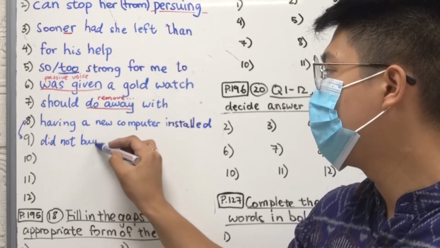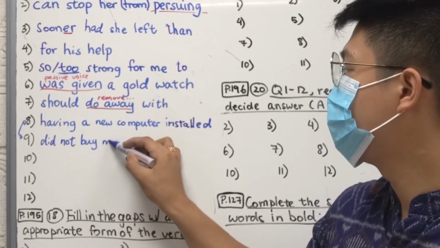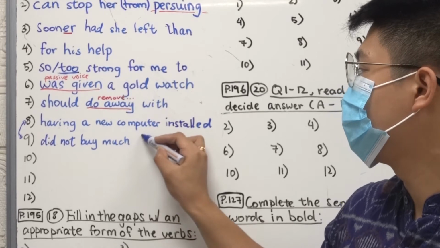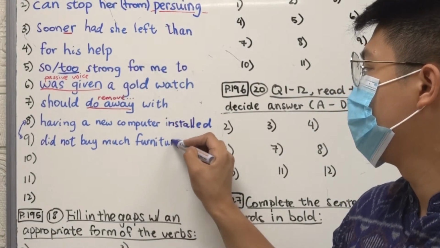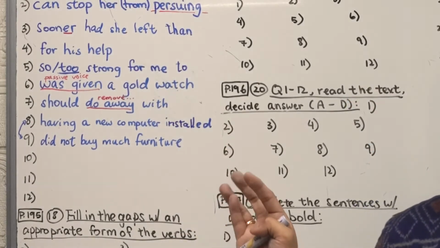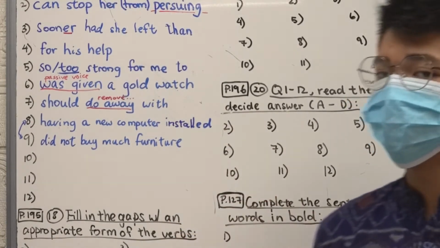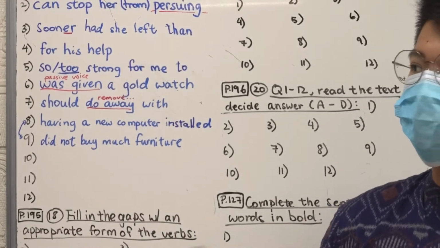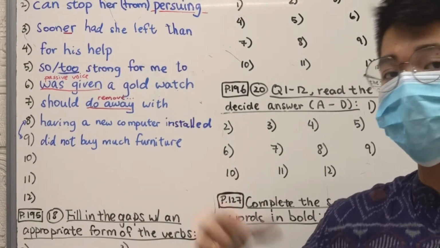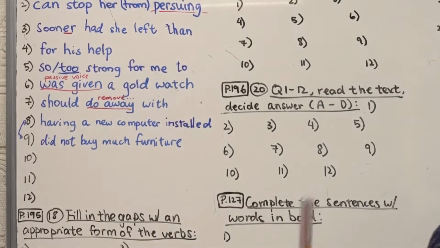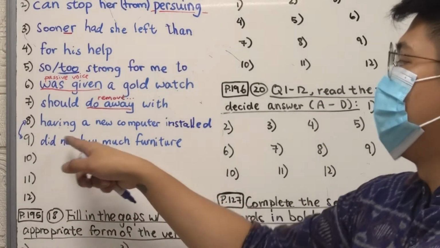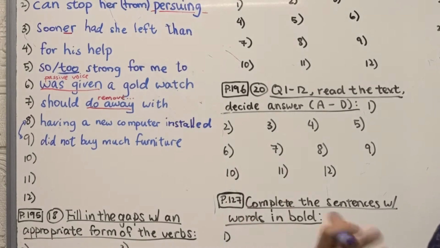buy much furniture. Okay, so this one's pretty self-explanatory, right? So the opposite of little is much, and then much we have to turn into little, but having to use the same word, much, so not much, okay? So did not buy much. All right, so let's move on to number 10.